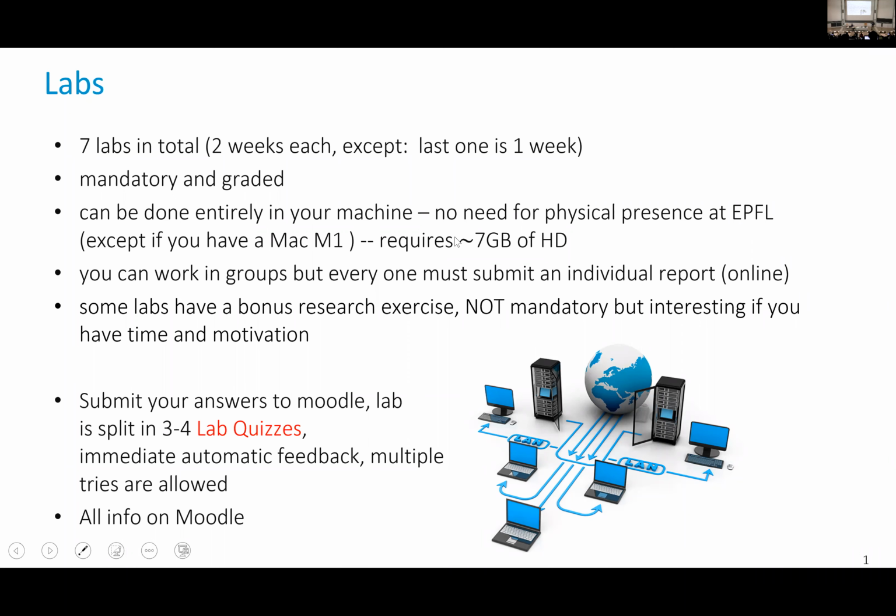We used to have special machines with a sandbox in the past, but now that virtual machines are very easy to use, you can do it on your own computer, which is also more comfortable for you.